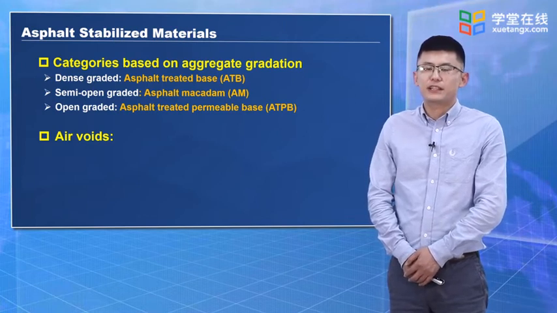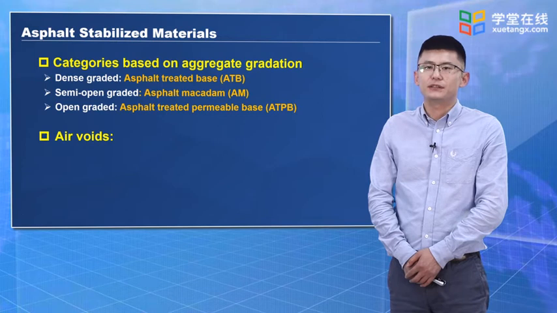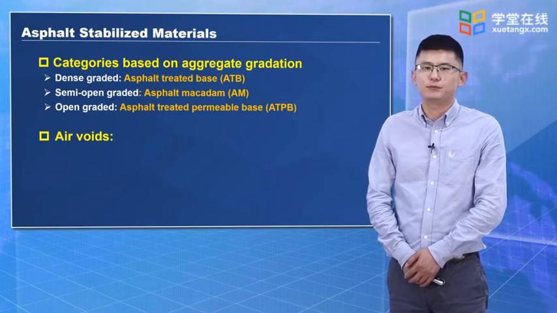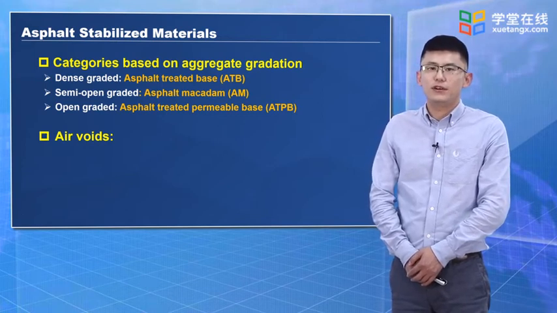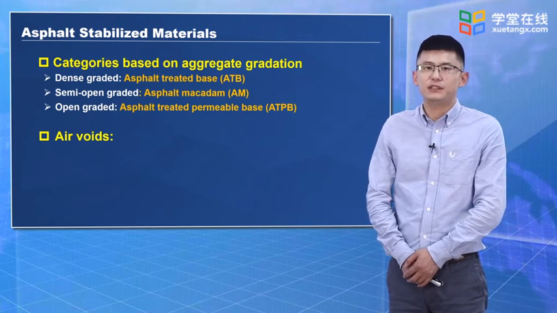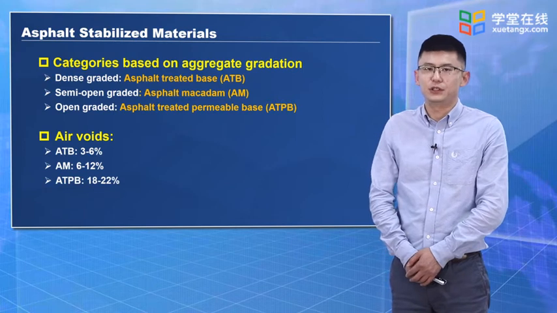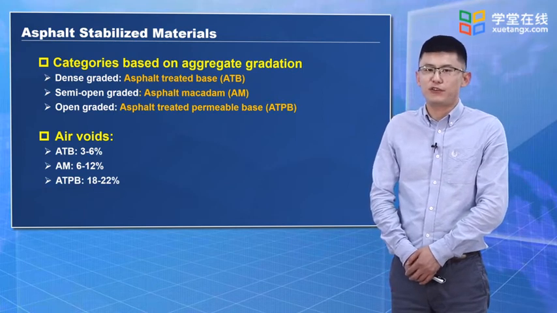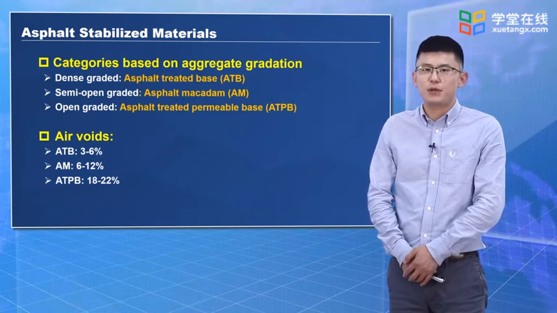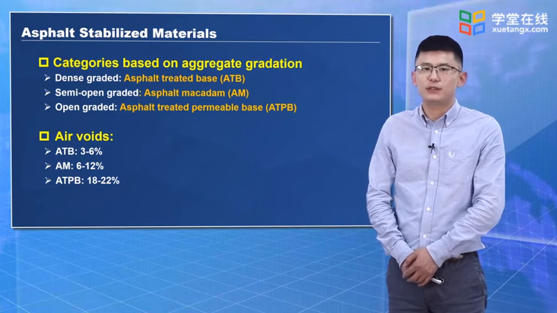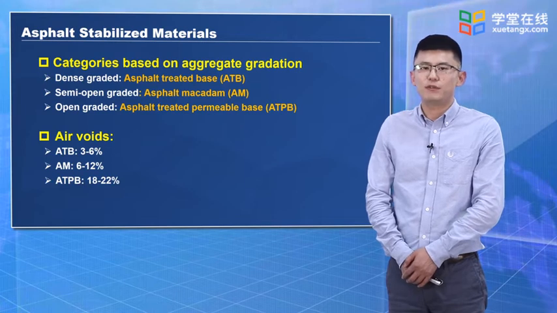And among them, actually the first one, the ATB, is the most widely used. And for the different types of gradation, we may have different air voids. That is very important because they will affect the performance. For example, the typical air voids of ATB, 3 to 6%, and for the AM, 6 to 12%, and for the ATPB, 18 to 22%. That is pretty high.